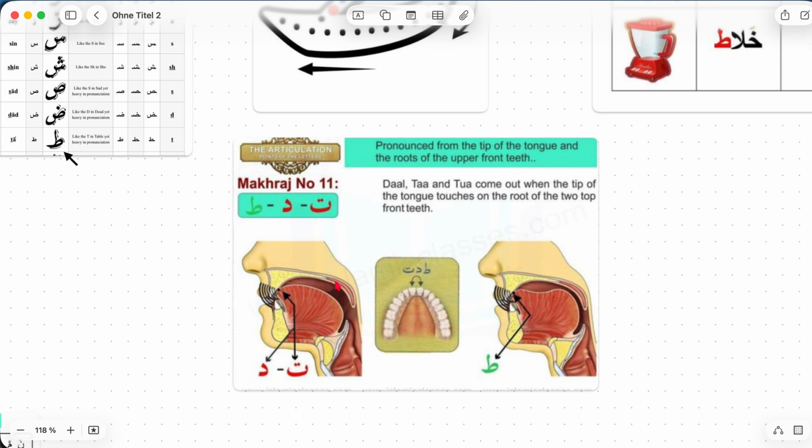The name of the letter is Ta. It is Ta. The name of the letter is Ta, and its sound is pronounced when the tip of the tongue touches the gum area where the upper front teeth grow. This letter is pronounced strongly and clearly from the front of the mouth.